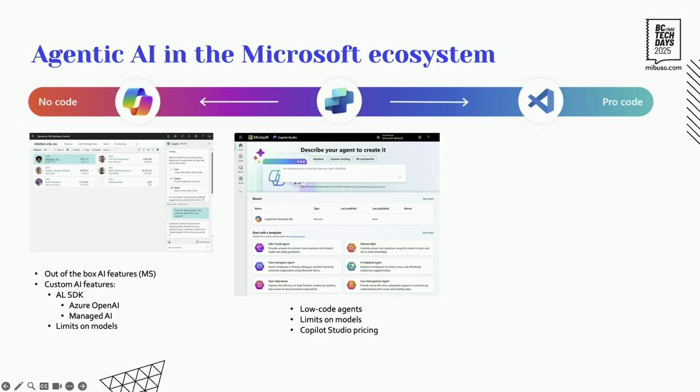The second step, if you want a bit more, is Copilot Studio. Copilot Studio is a low-code agent system where you can create agents. It's limited on models. You cannot select every model you want, but only the models that are exposed by the platform. And also, one of the limits, obviously, is the pricing. Copilot Studio has a pricing that is absolutely different than the pricing of an LLM that you can use from every LLM provider, and it is tightly coupled to the LLMs that Microsoft exposes.